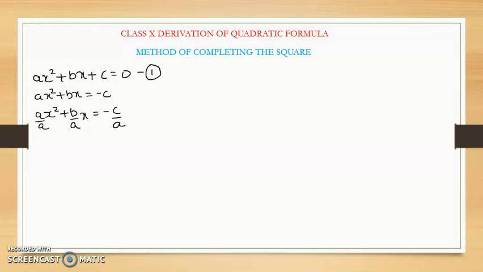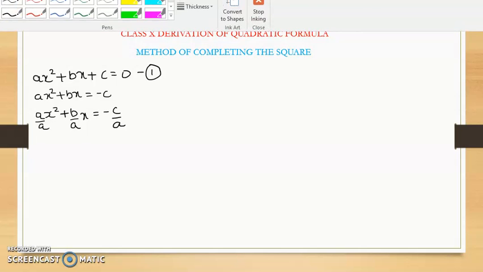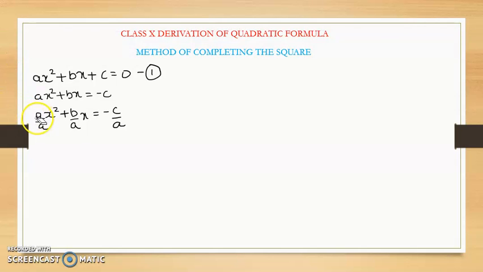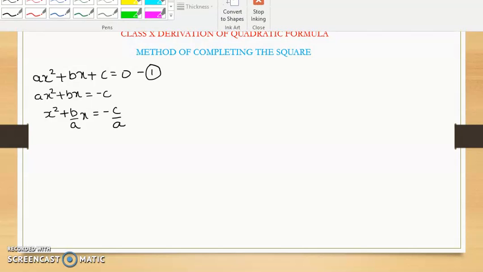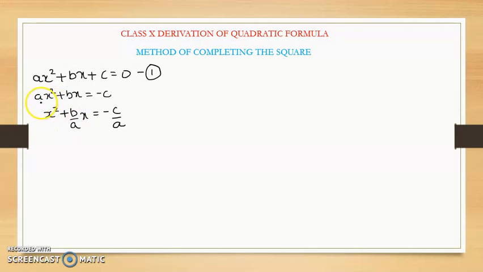Are you following, students? Dividing by the coefficient of x square, what is the coefficient of x square? It is a. That is why we are dividing by a on both sides. So we will get x square, a and a cancelled, plus b upon a x is equal to minus c upon a. Now see this equation carefully.